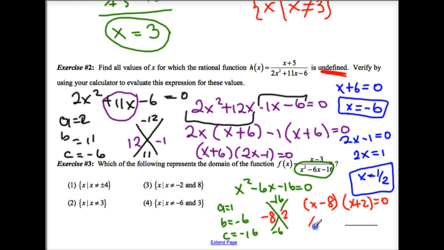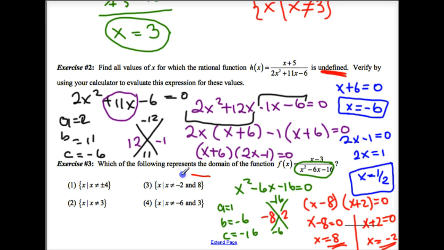So I want to break this down. x minus 8 equals 0. So that means x is equal to 8. And my other option is x plus 2 equals 0, minus 2 on both sides. x is equal to negative 2. So knowing these are my two answers, they cannot be included in the domain because that will make my denominator undefined.